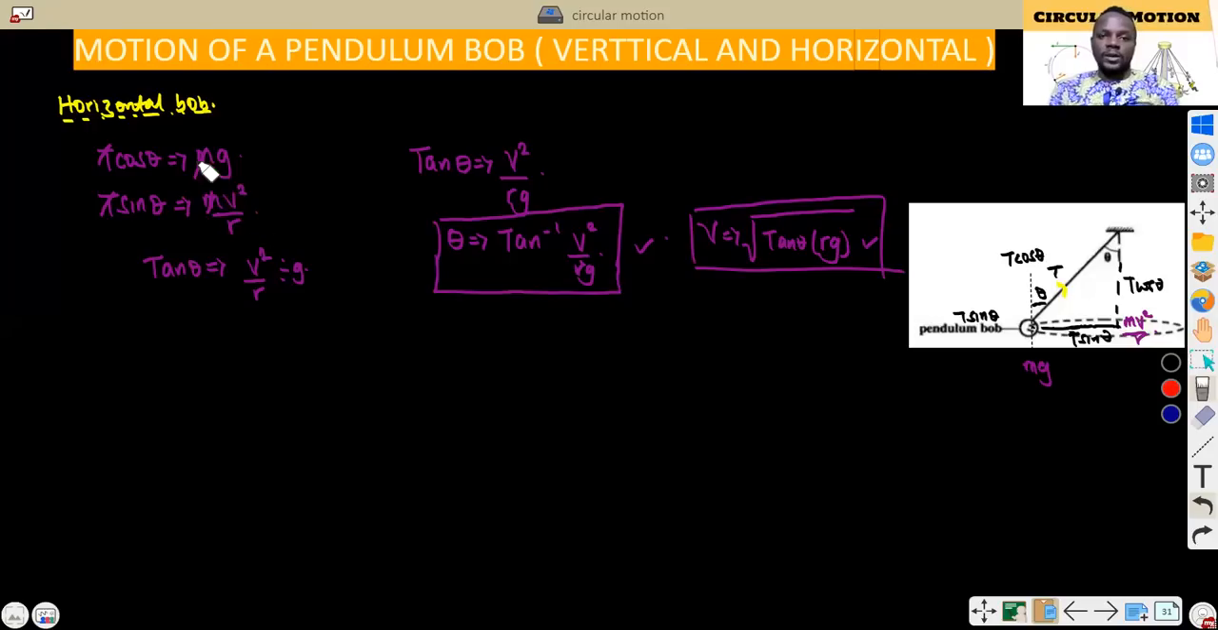So this is the first part. Another case we can also illustrate is vertical circular motion, which is important. I still have to draw. I've only considered horizontal. Let's talk about vertical circular motion.